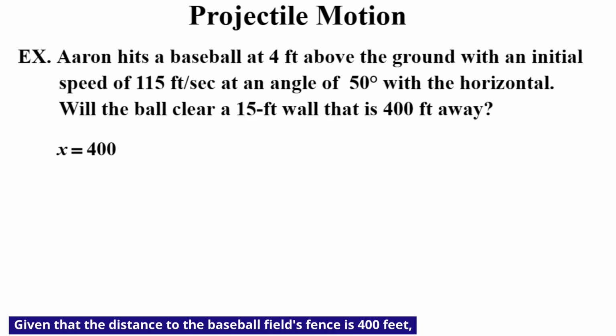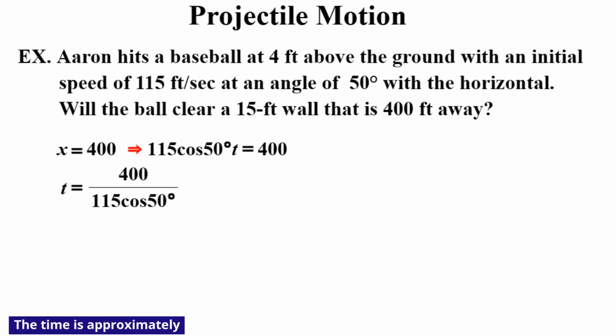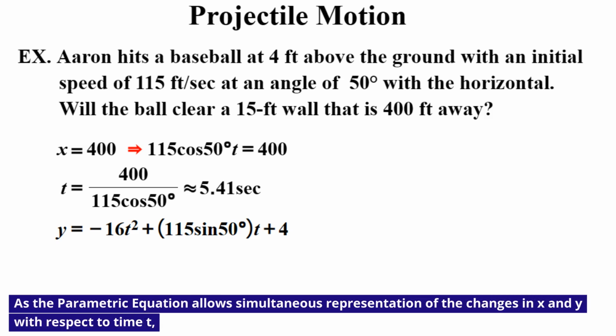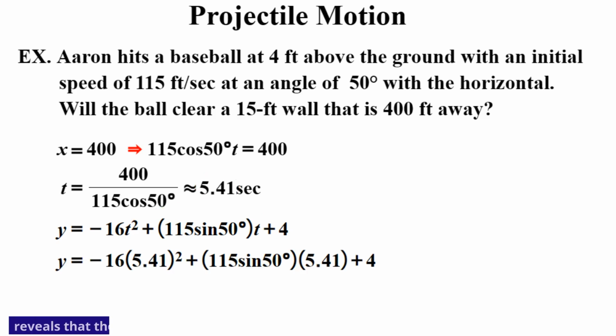Given that the distance to the baseball field's fence is 400 feet, we substitute 400 into the equation and calculate the time it takes for the baseball to reach that distance. The time is approximately 5.41 seconds. As the parametric equation allows simultaneous representation of the changes in x and y with respect to time t, substituting t equals 5.41 seconds into the y equation reveals that the vertical distance is about 12.3 feet.